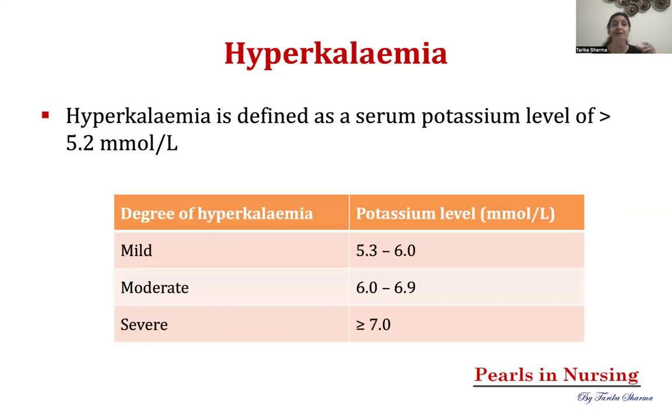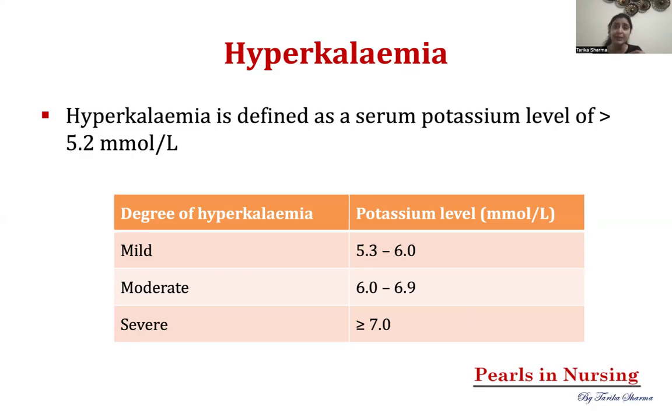Now we'll be starting with hyperkalemia. What will happen in hyperkalemia? The potassium level in the blood will be more. How much more? There will be an increase in the potassium blood level to more than 5.2 millimole per liter. Here also we have a classification: mild hyperkalemia, moderate hyperkalemia and severe hyperkalemia.